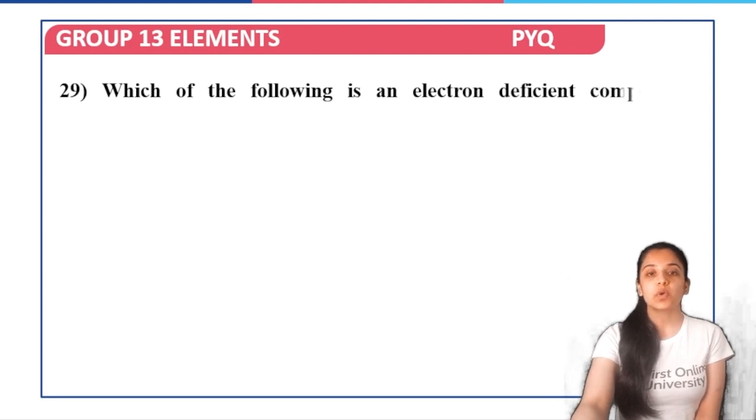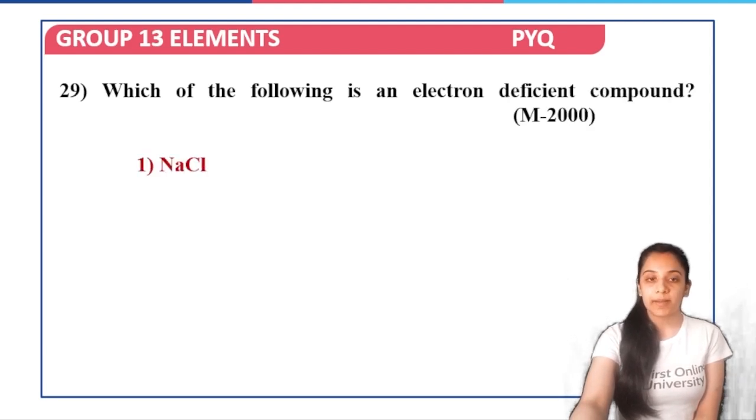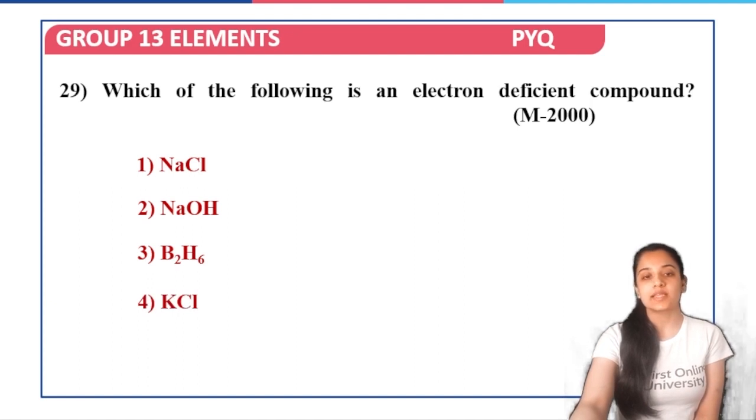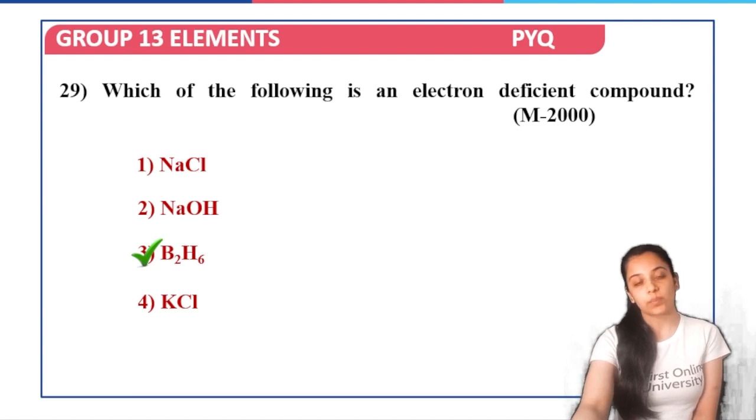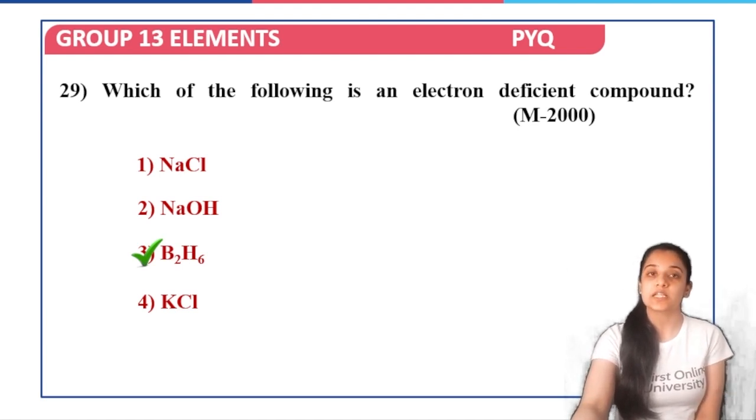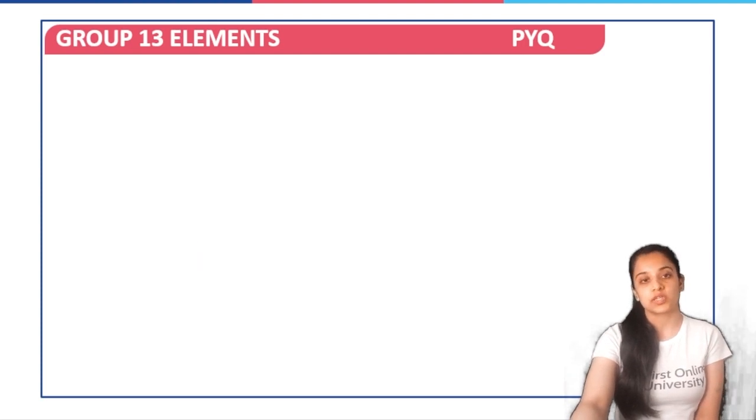Next is, which of the following is an electron deficient compound? NaCl, NaOH, B2H6, KCl. So NaCl, NaOH, KCl are out of the picture. It is B2H6. Option 3 is the correct answer because it contains boron, which has an incomplete octet. So it will be electron deficient.